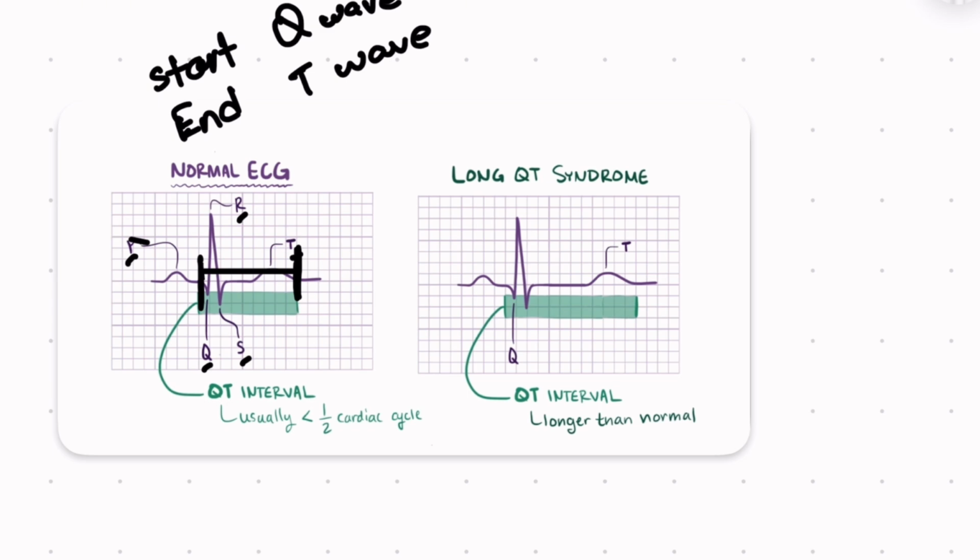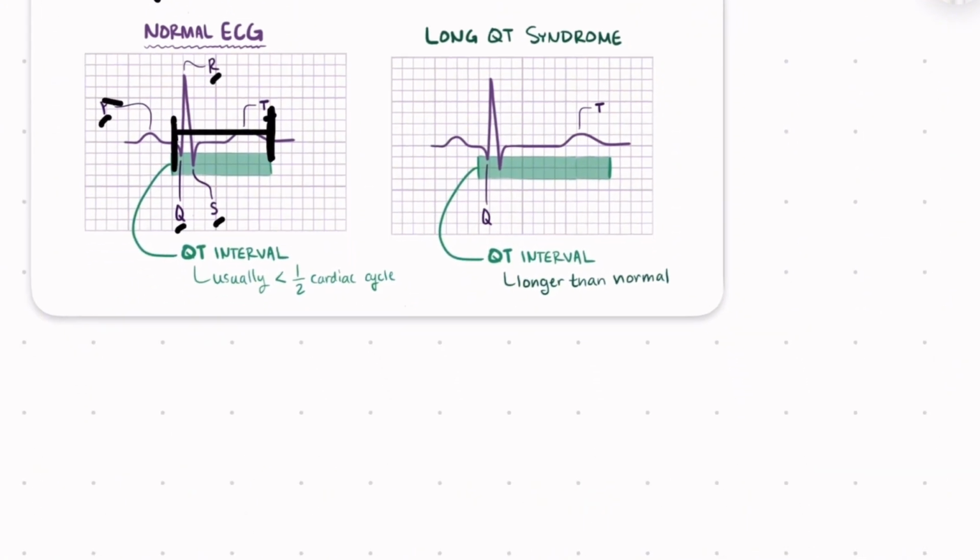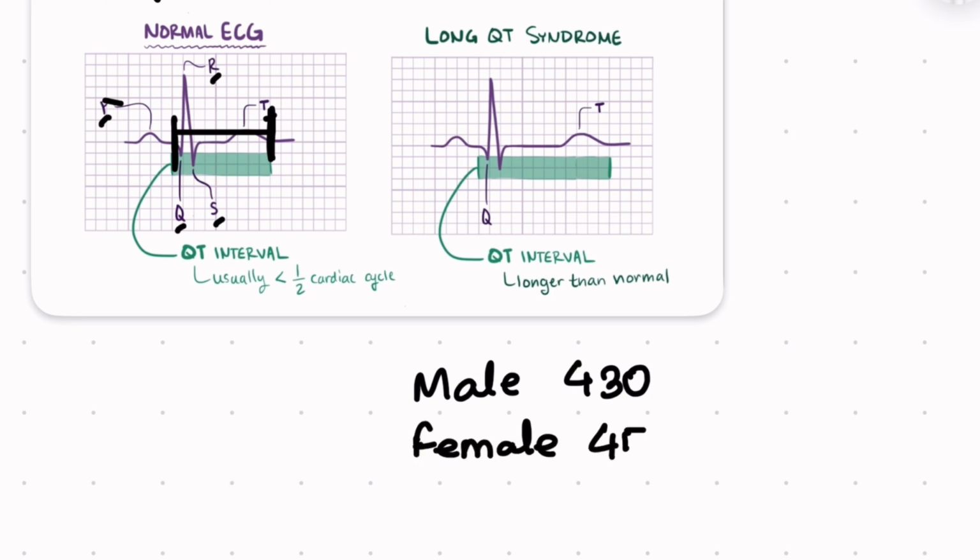Now, you might ask, what is the normal QT interval? In males, it is about 430, and in females, it is about 450. Now, what is the unit? The unit is millisecond.